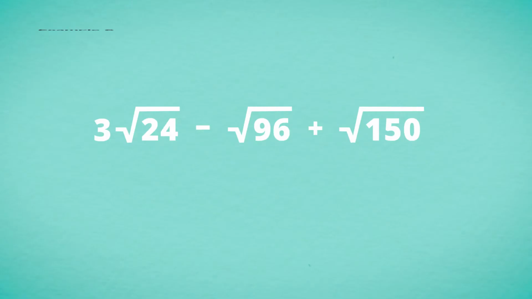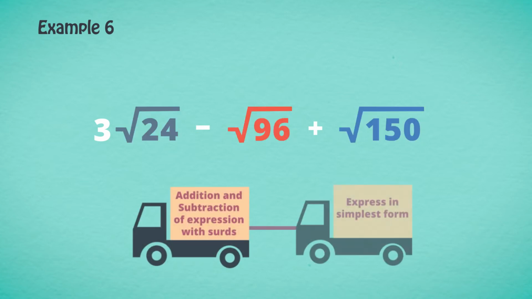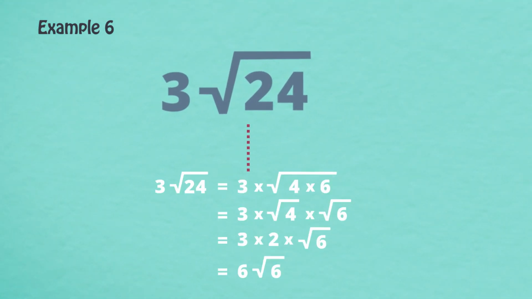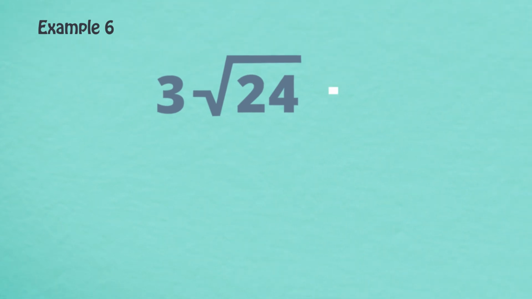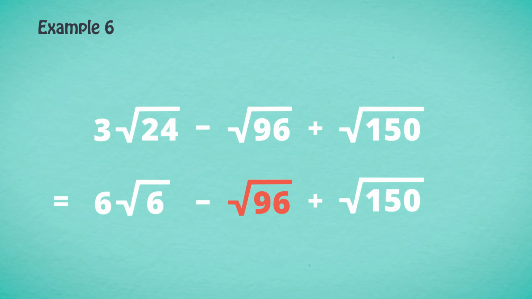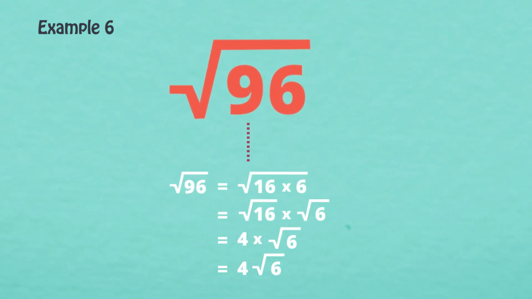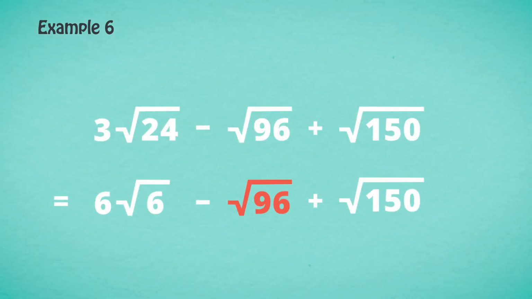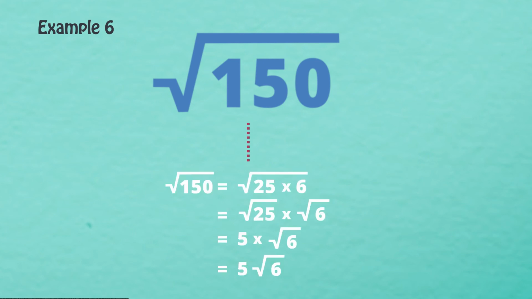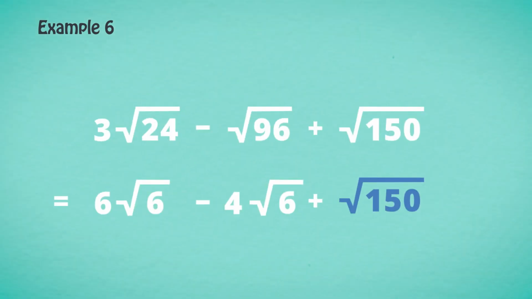Finally, let's look at this expression and see if you can apply what you have learned. Here, note that we can express each of these surds in its simplest form. Starting with this, we can express it in its simplest form. And we will get this. How about this? Yes, we can express it in its simplest form to get this. Similarly, we can express this in its simplest form, and the expression will be like this.